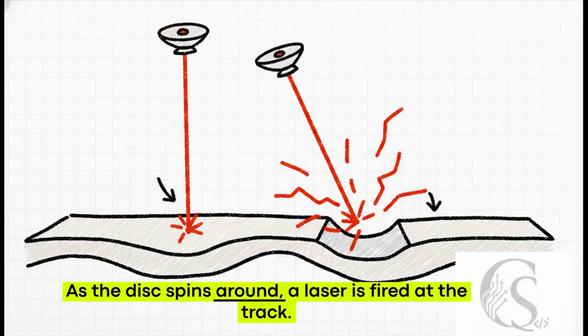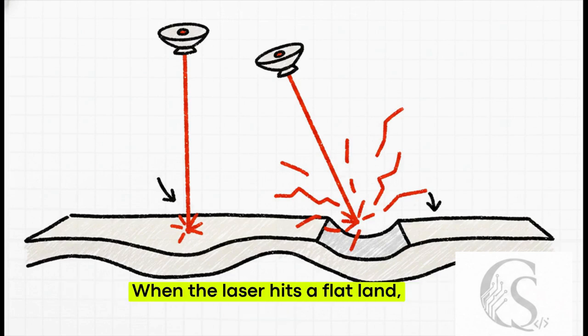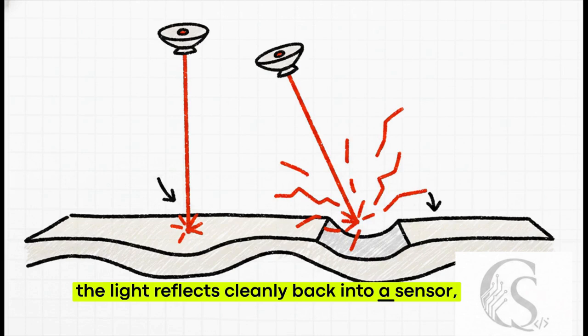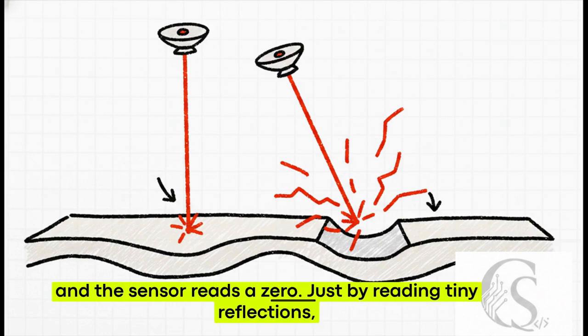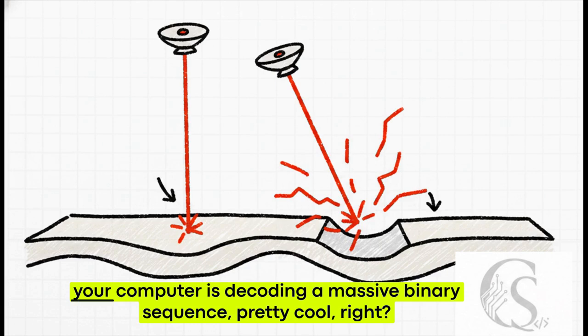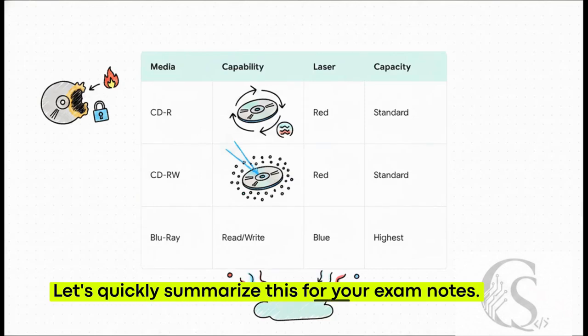As the disk spins around, a laser is fired at the track. When the laser hits a flat land, the light reflects cleanly back into a sensor, and the computer reads that as a binary 1. But when it hits a bumpy pit, the light scatters everywhere, and the sensor reads a 0. Just by reading tiny reflections, your computer is decoding a massive binary sequence. Pretty cool, right? Let's quickly summarize this for your exam notes.